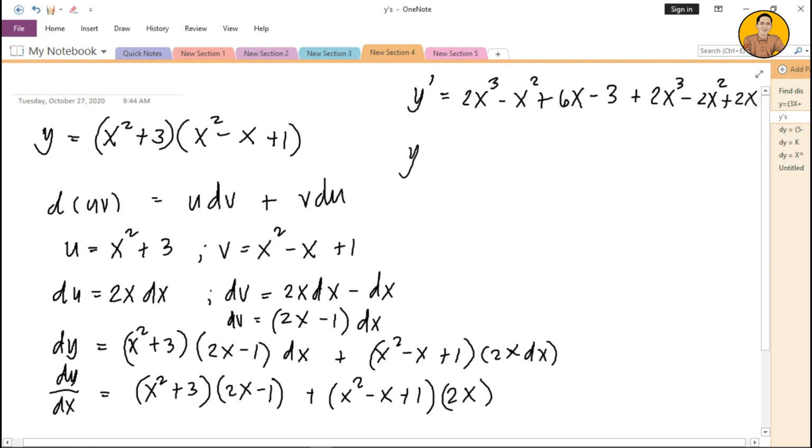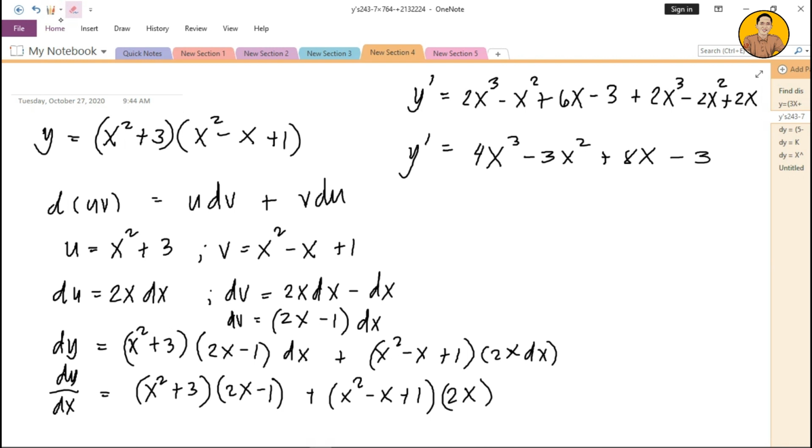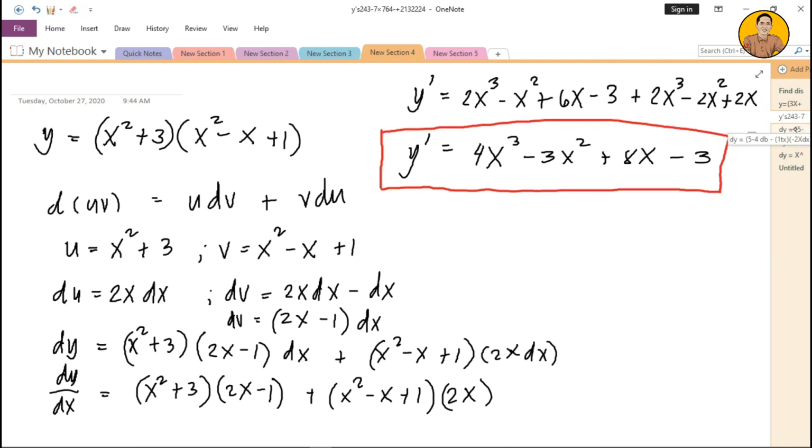So y prime equals, so 2x cubed, combine like terms tayo. So algebra, 2x cubed plus 2x cubed is 4x cubed. So negative x squared minus 2x squared is negative 3x squared. So 6x plus 2x, so this is plus 8x. So then the constant, wala na ibang constant, so this is minus 3. So this is our final answer. So let's proceed to our third problem.